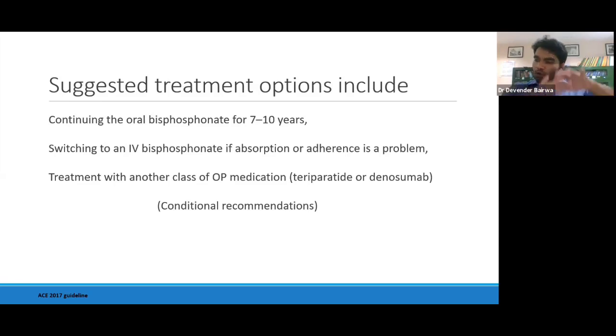So the overall message is: if your drug has failed in terms of a fracture or reduction in BMD, or if your drug has failed in reducing the risk category of your patient, in both cases you can go with another class of OP medication. That is the message from this follow-up guideline.